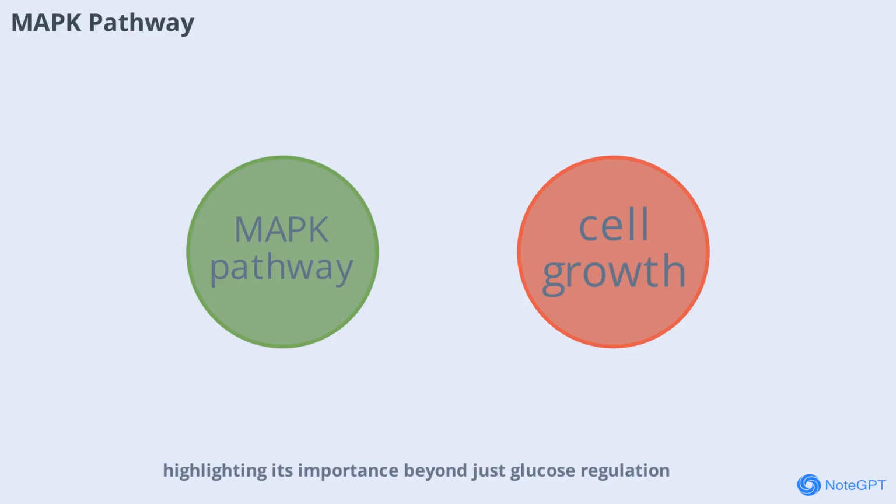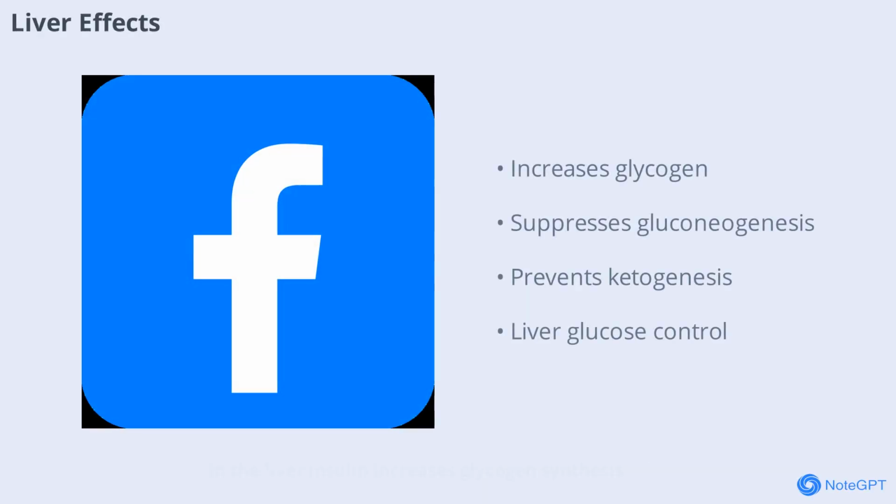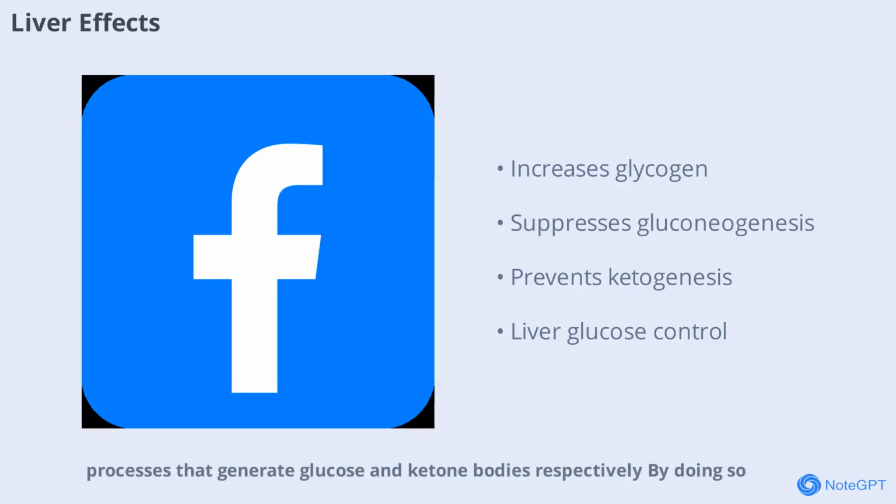In the liver, insulin increases glycogen synthesis, which is the storage form of glucose. It also suppresses gluconeogenesis and ketogenesis, processes that generate glucose and ketone bodies, respectively.